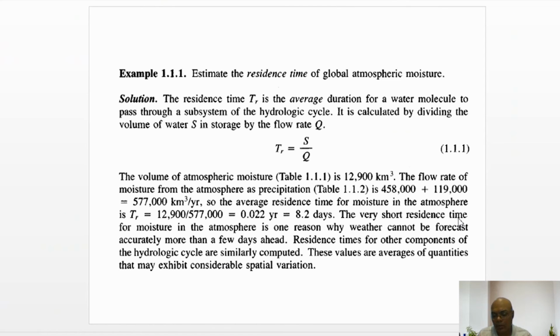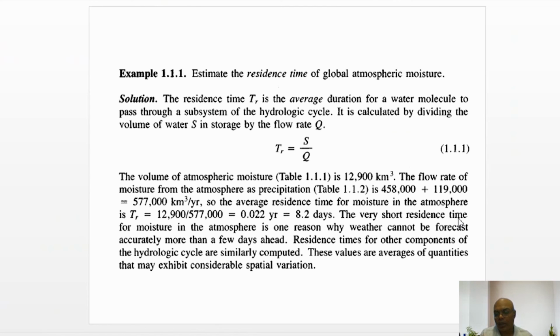A water molecule spends some time from when it falls on land to when it joins the ocean. And again, water molecules spend some time when they evaporate from the ocean until they become cloud. So this is called residence time. Residence time is the duration of a water molecule to pass through a subsystem of the hydrological cycle.